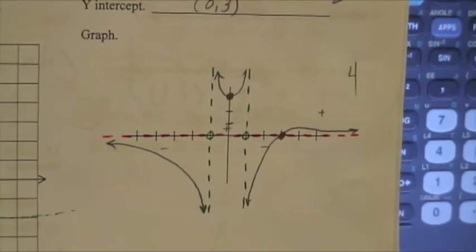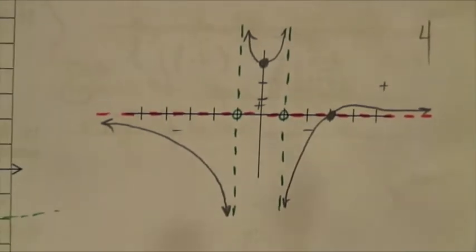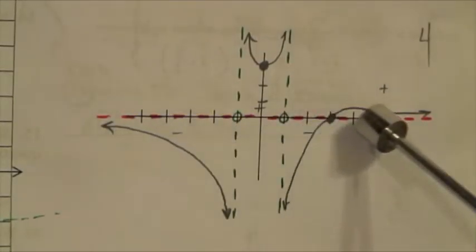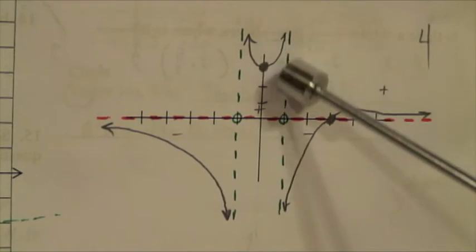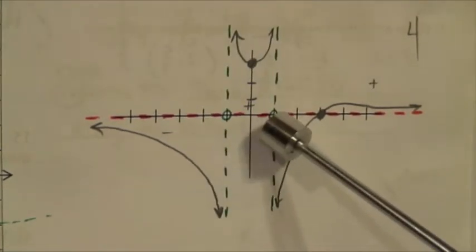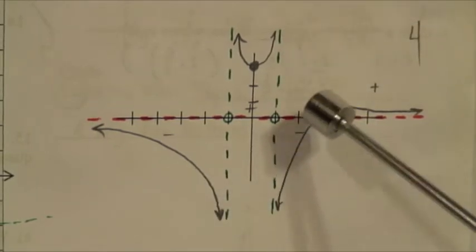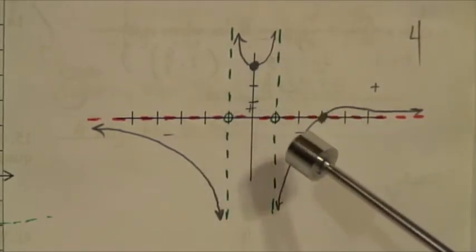Now for the graph, taking all my data, let's graph our horizontal asymptote in red, that's y equals 0, and our two vertical lines, our vertical asymptotes, in green. Remember, we put open circles there. We put in our x-intercept at (3, 0). We put in our y-intercept at (0, 3).